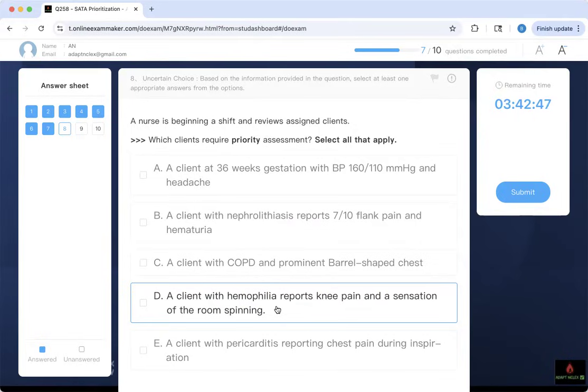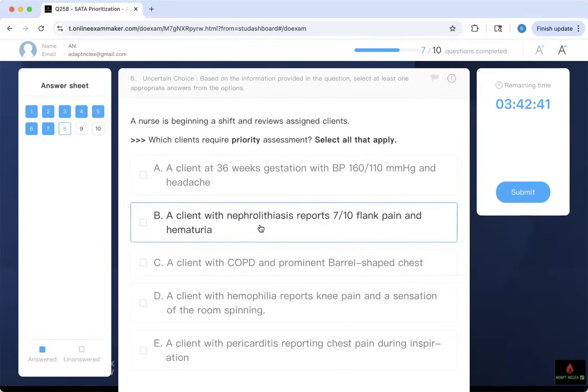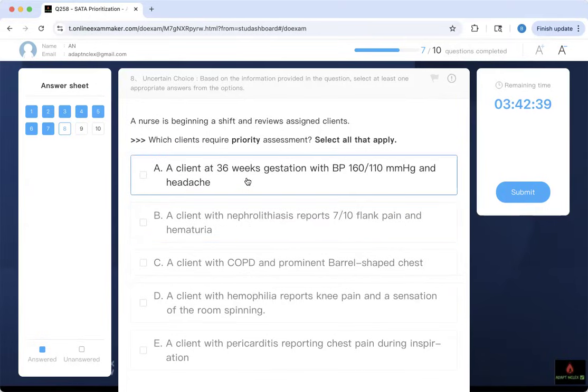Who do you want to see? Who is in trouble? Prioritization 101. What do you think? Selected apply, SATA. Okay. Individual patient. Blood pressure 160/110 and a headache at 36 weeks of pregnancy. This is preeclampsia. Kidney stone, you're supposed to have flank pain and some blood in your urine.